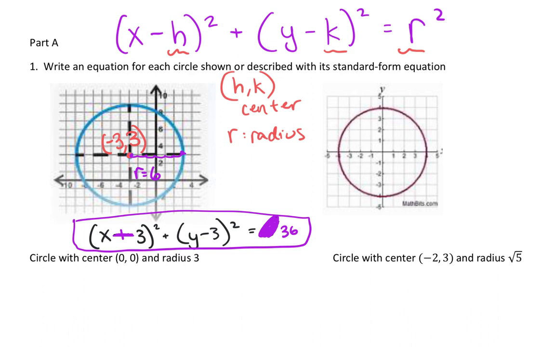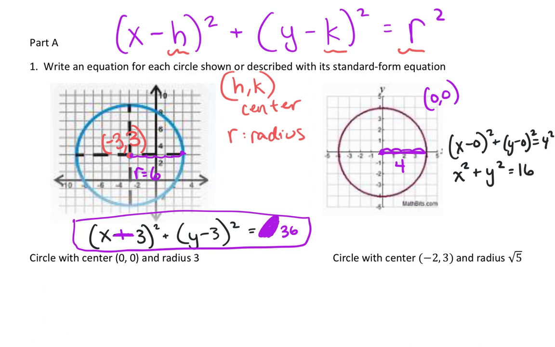All right. Over here, my center is 0, 0, and my radius is a 1, a 2, a 3, a 4. So we have a radius of 4. So that means my equation's going to look like x minus 0 squared plus y minus 0 squared equals 4 squared. Now, we're not going to leave it as x minus 0 because that looks silly. So we'll write it as x squared plus y squared. And 4 squared is 16. So this is the prettiest version of that.